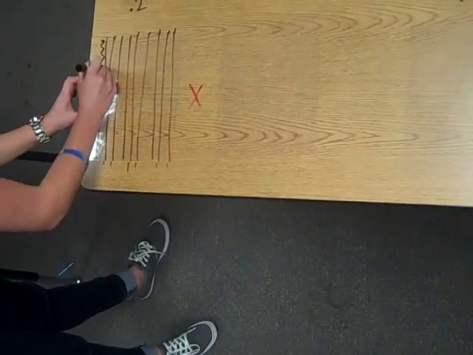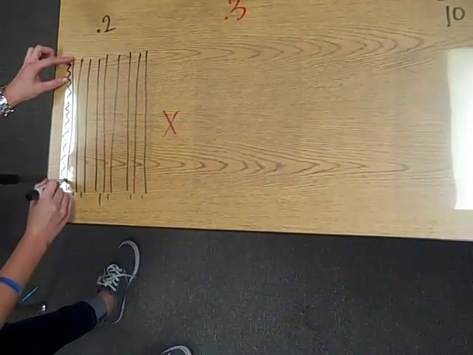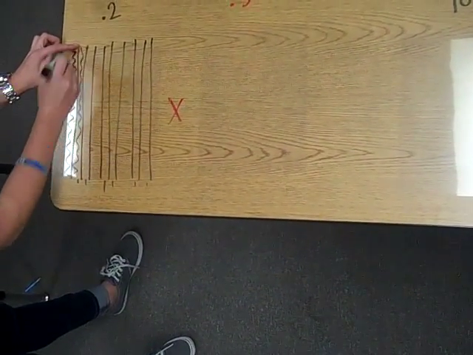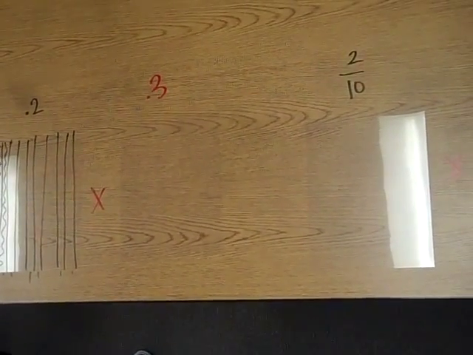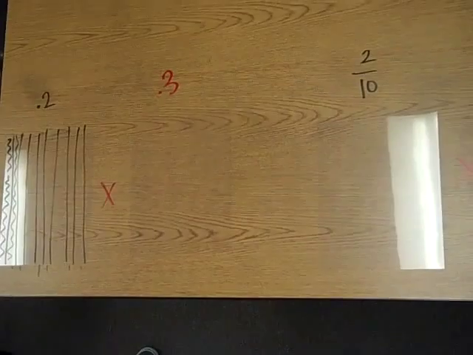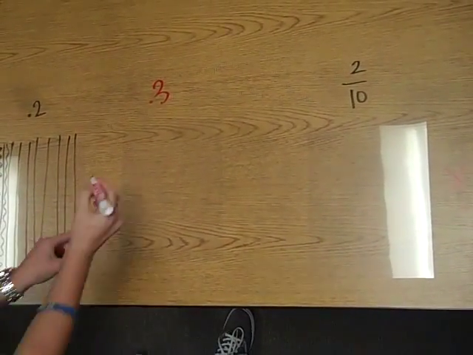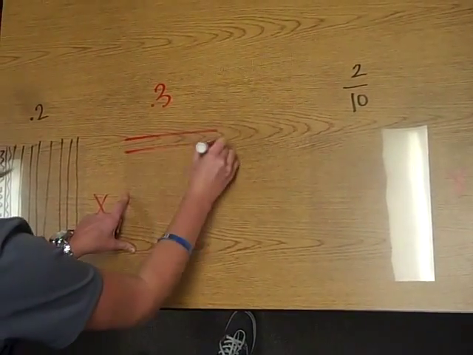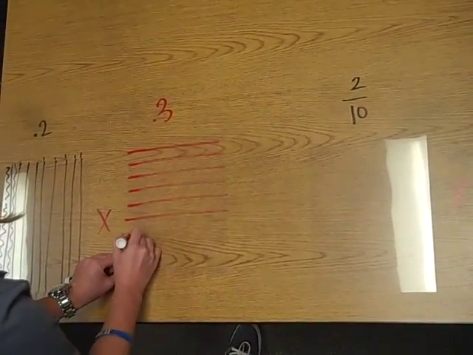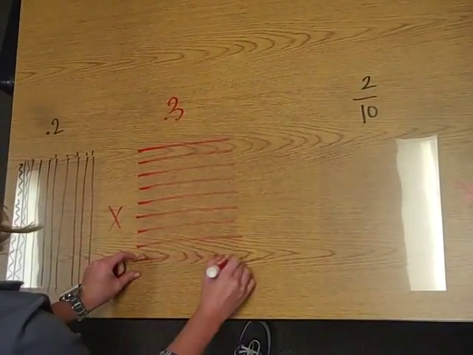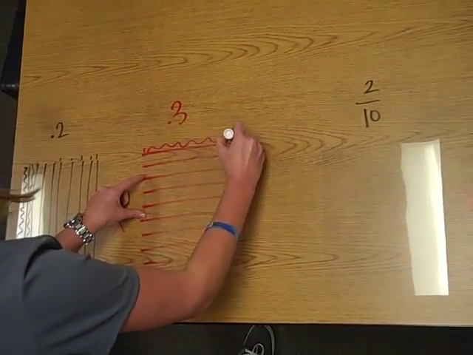I'm going to show 2. 1/10 and 2/10. Here I've got 3/10. I'm going to show this with my columns because I'm going to multiply them out. So I'm going to do rows. I've got 3/10.